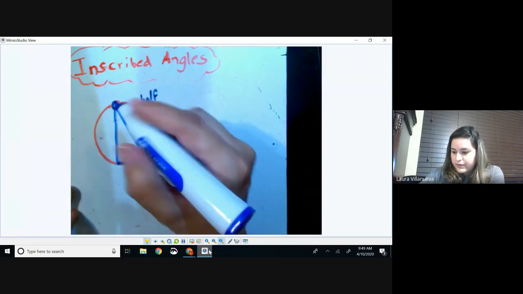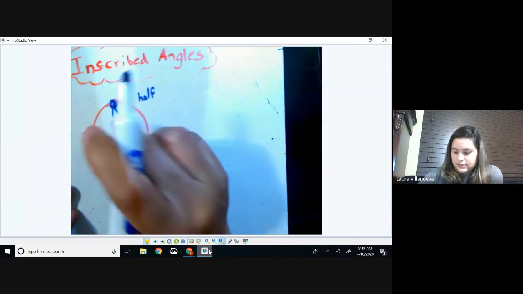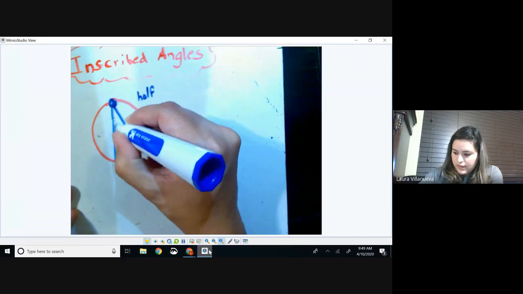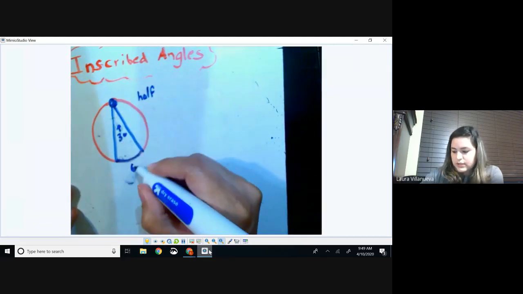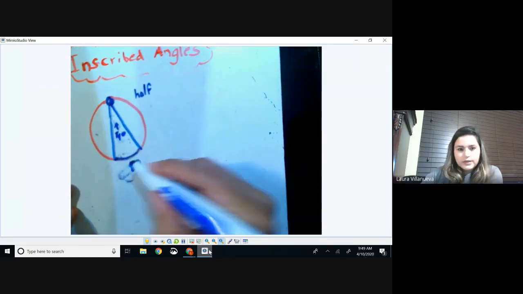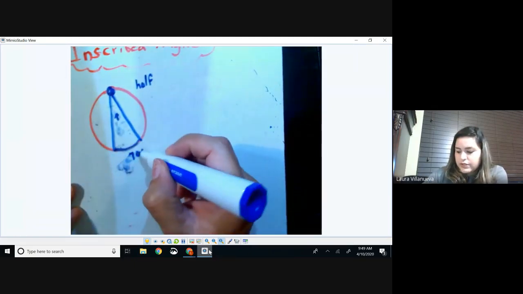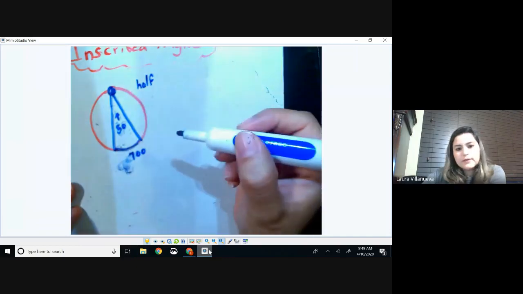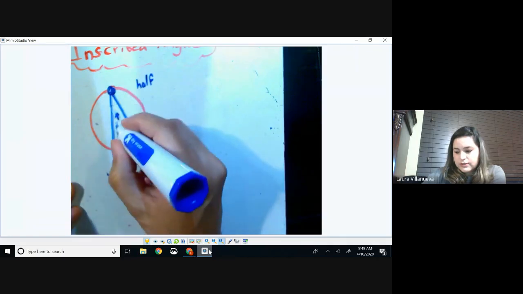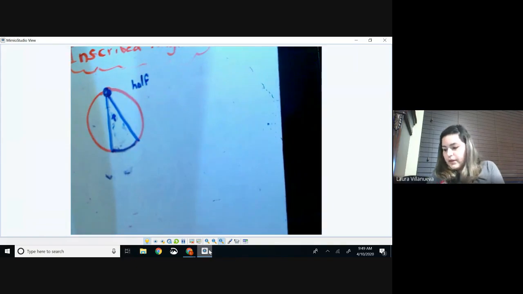So for example, if this is 10, then this is going to be 20. If the angle is 30, then this is going to be 60. If this is 40, then this is going to be 80. And it works the other way around as well. If they give you the arc, if they give you 100, then this is going to be 50. If they give you this one to be 200, then this one's going to be 100. Okay? So that's that.